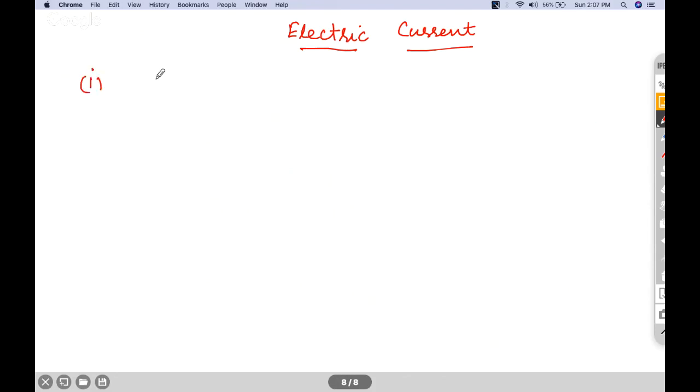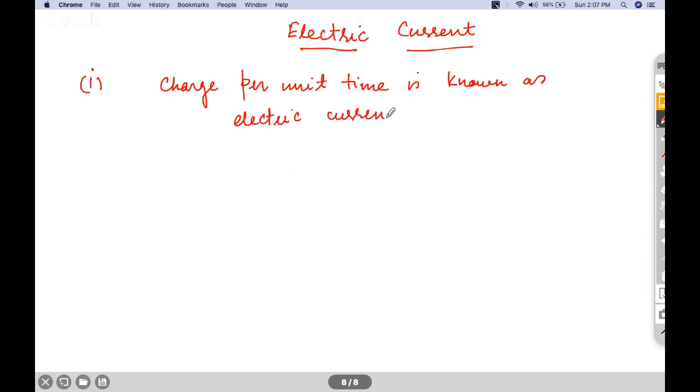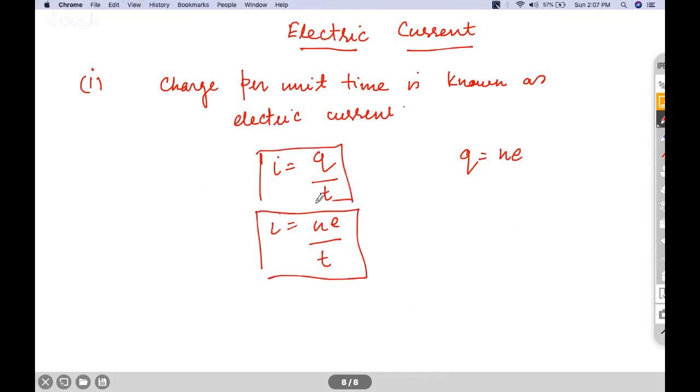So electric current is defined as charge per unit time, known as electric current. So I is given by I is equal to Q by T. And what is Q? Q is equal to NE. So I can also be written as I is equal to NE by T. Generally Q would be given to you. So I is equal to Q by T. Now try to understand.